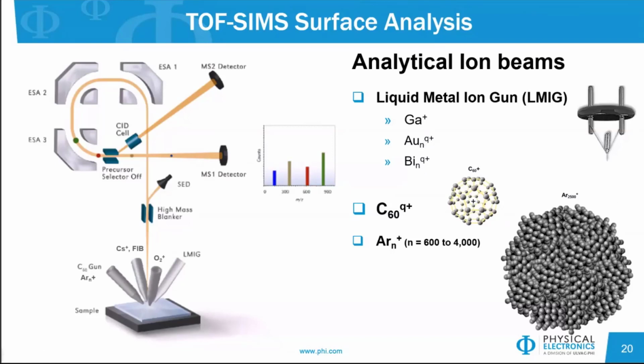So you get nice customizability of your cluster size. And then going into C60, which is a cluster source, you can get different information from there and really get higher ion yields and decrease fragmentation. And then going into kind of more of a newer ion beam is the large gas cluster. So you can get argon gas clusters up to 4,000. And so you can pick and choose what type of ion beam you want to use to generate your spectrum.